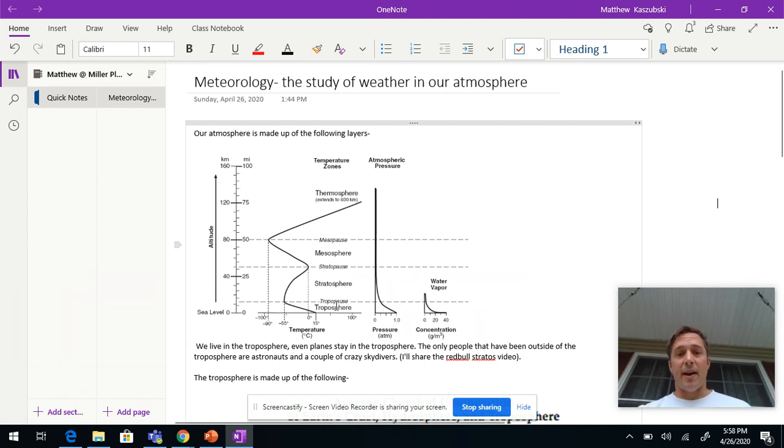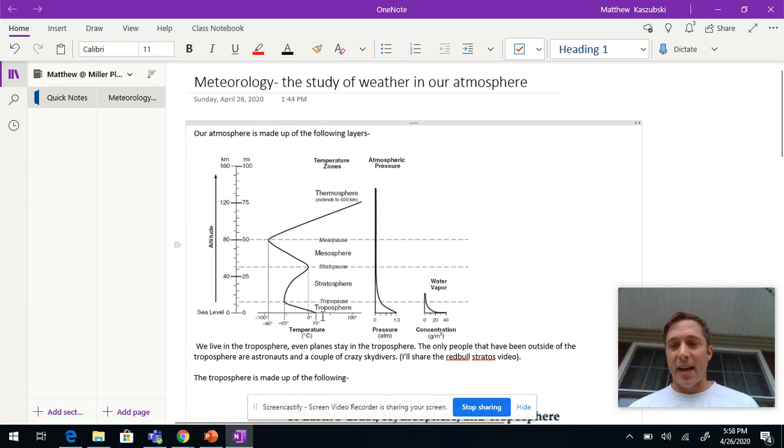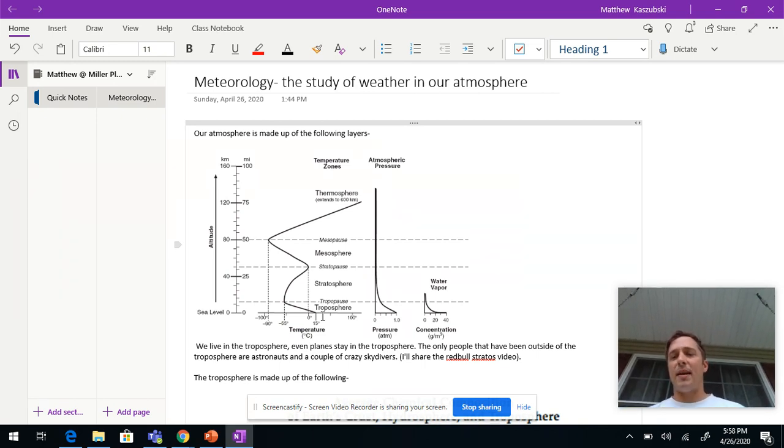So if you see on the screen right here, this is on your reference tables, but I'm kind of isolating it here. We have the troposphere down here, and we all live inside the troposphere. We've never been outside the troposphere. The only people who have been outside the troposphere are astronauts, or there's a couple of crazy skydivers.